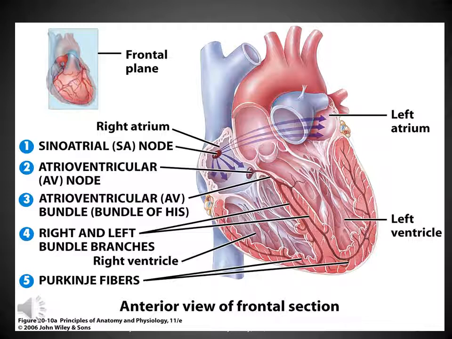It's important to know a lot of these structures because if you look at some of the references on EKGs and cardiac arrhythmias, we commonly have AV node problems. We commonly have right, left, or both bundle branch blockages, and that's a very serious condition.